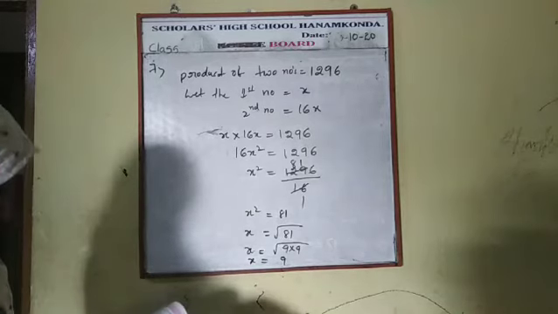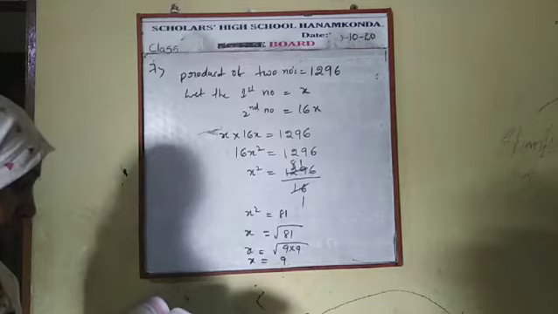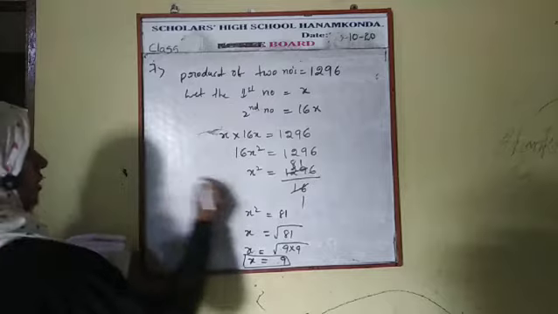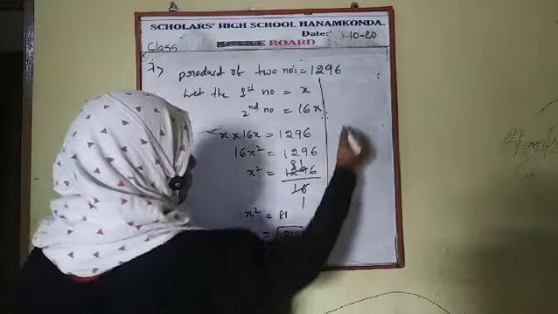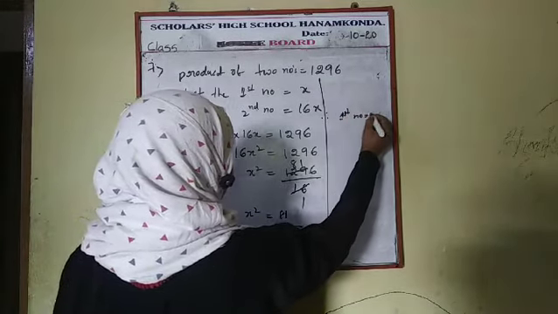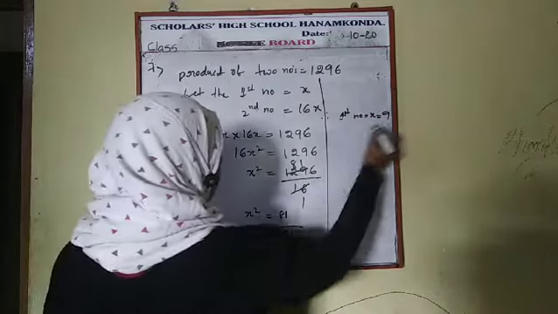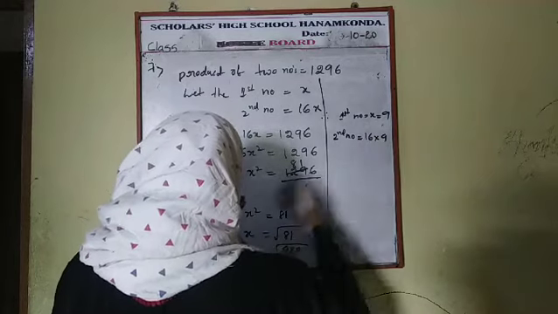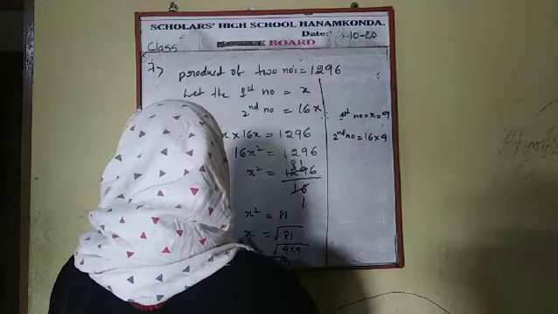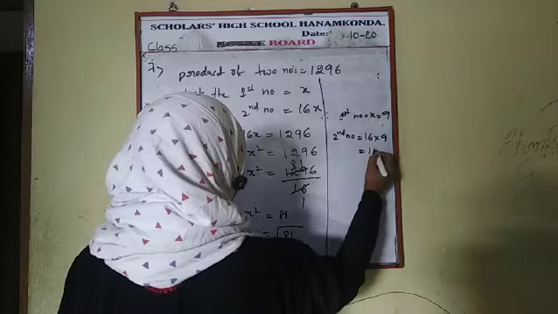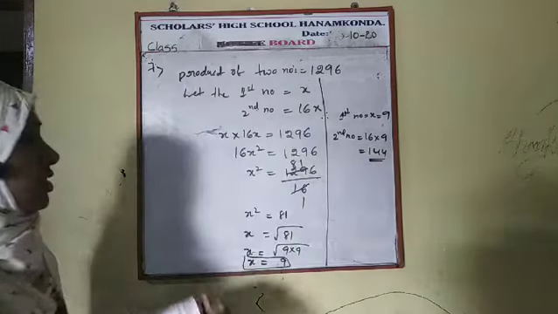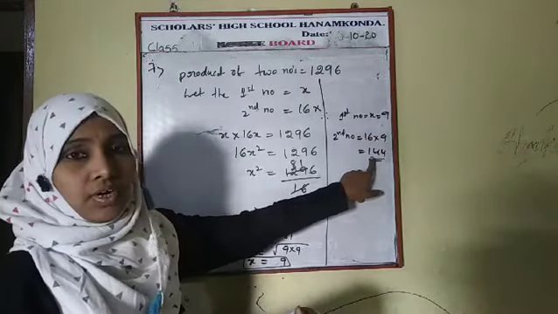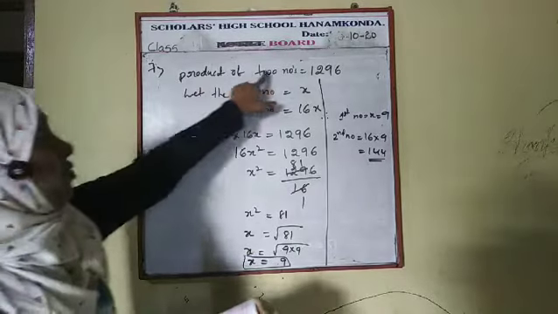So what are you asked? Find the two numbers. So the first number is how much beta? 9. Therefore the first number is x, that is 9. Second number, that is 16 into 9. How much beta is that? 16 into 9, that is 144. These are the two numbers. The first number is 9. Second number is 144.